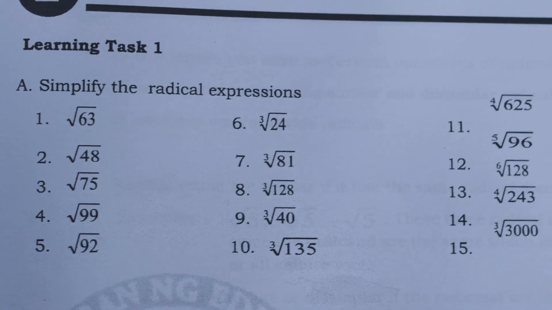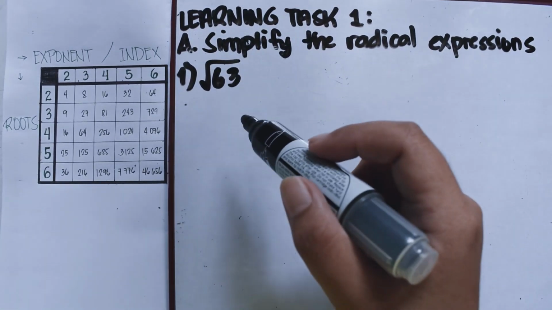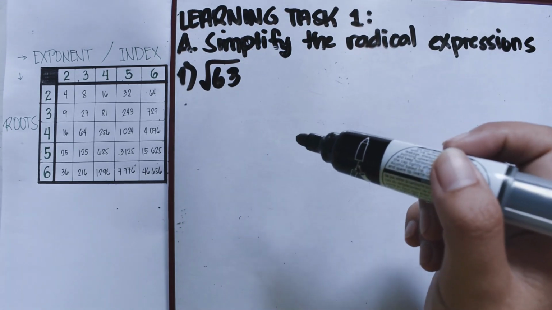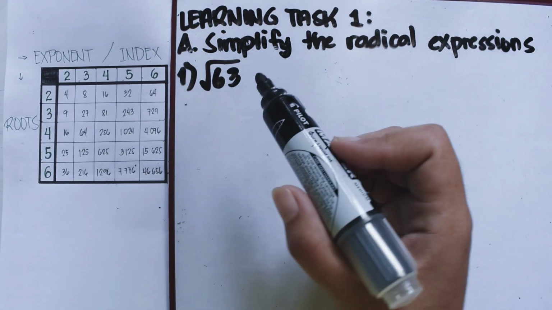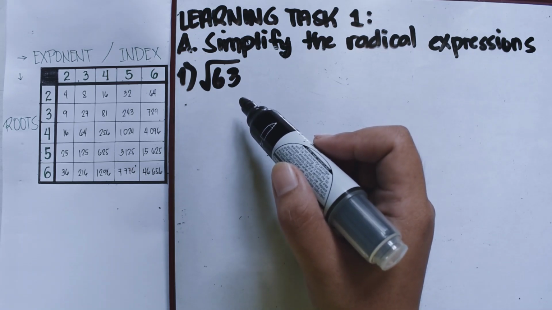So let's start with number 1. Okay, so ito na po tayo sa learning task number 1, letter A. So sabi dito, we have to simplify the radical expression. So 1 to 15 po yan. So 1 by 1 natin sasagutan. Mag-proceed na tayo agad dito sa number 1 sa inyong module. We have square root of 63.